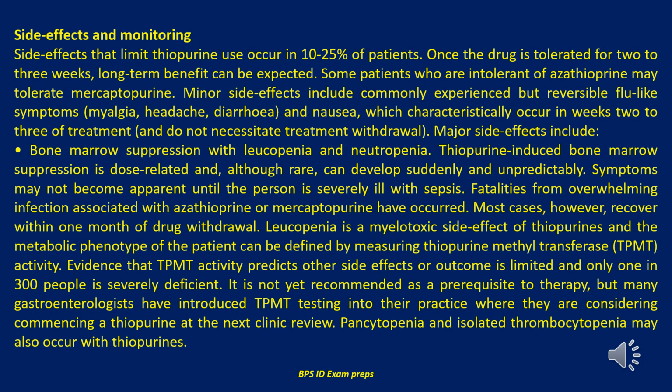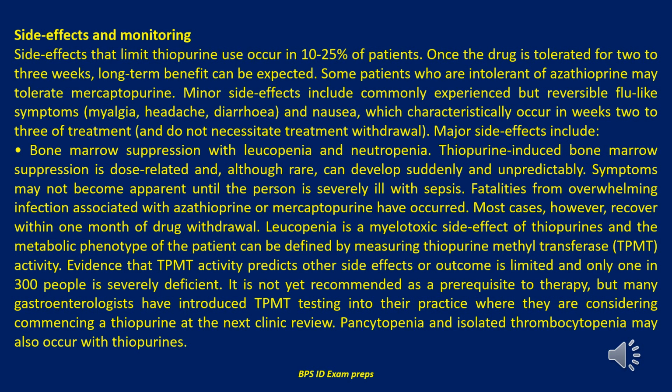Side effects that limit thiopurine use occur in 10 to 25% of patients. Once the drug is tolerated for 2 to 3 weeks, long-term benefit can be expected. Some patients who are intolerant of azathioprine may tolerate mercaptopurine. Minor side effects include commonly experienced but reversible flu-like symptoms, such as myalgia, headache, and diarrhea, and nausea, which characteristically occur in weeks 2 to 3 of treatment, and do not necessitate treatment withdrawal.